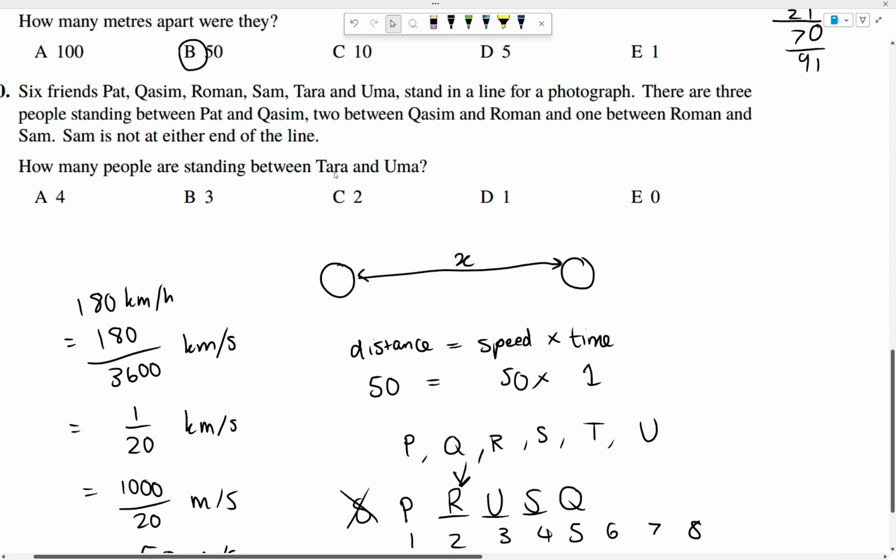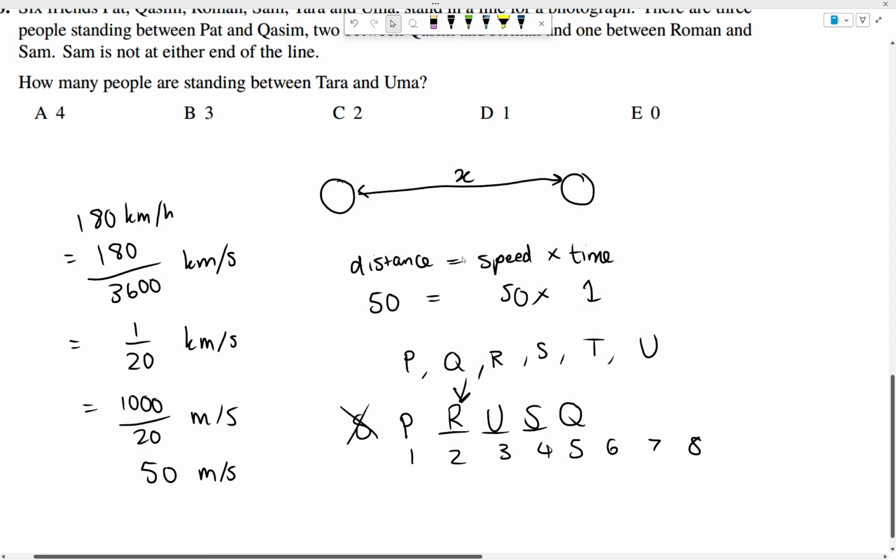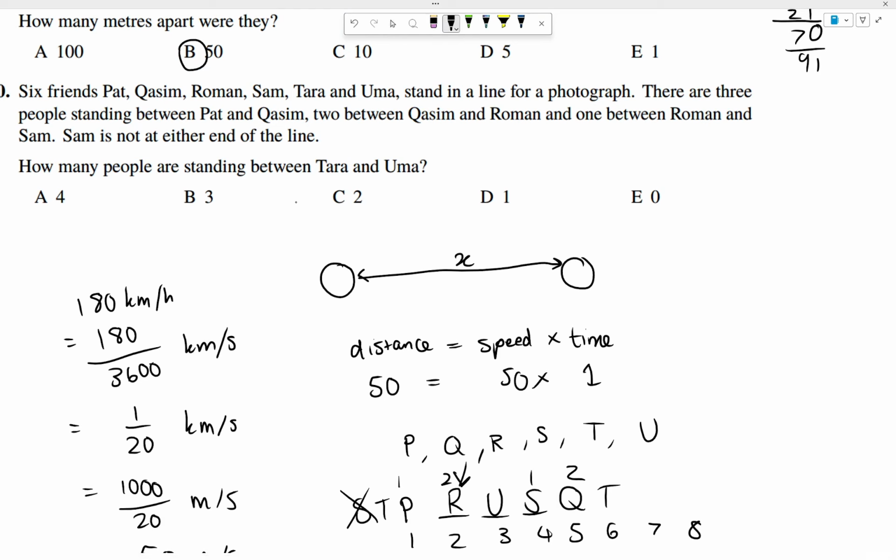How many people are there standing between Tara and Yuma? Oh wait, we need to put Tara down as well. This means that Tara is, oh, I see. So Tara can be at either end of the line, but in either case, there'll always be 2 people in between Tara and Yuma. So the answer is 2.